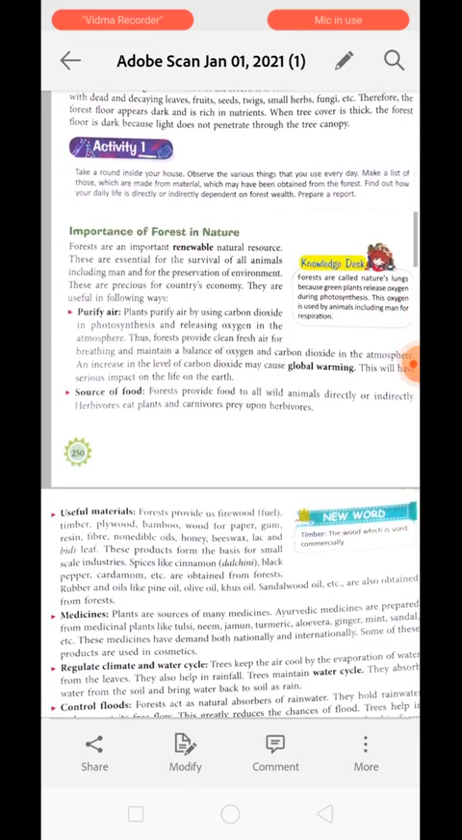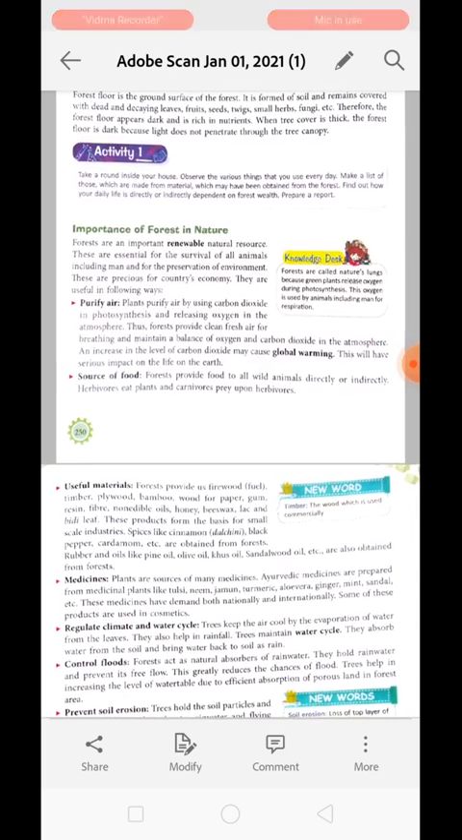Now, the importance of forests in nature. What is the importance of forests in nature? Forests are a very important renewable natural resource. Renewable means they can be renewed, and we plant more saplings on the ground to grow new trees. So these are renewable. Now, these are essential for the survival of all living organisms, meaning animals including man, and for the preservation of the environment, because forests are the ones cleaning the air, right?